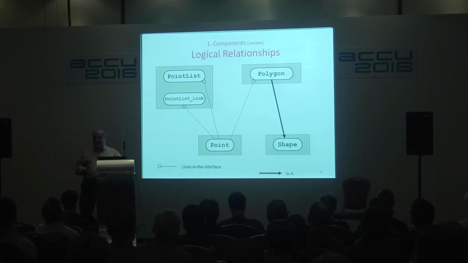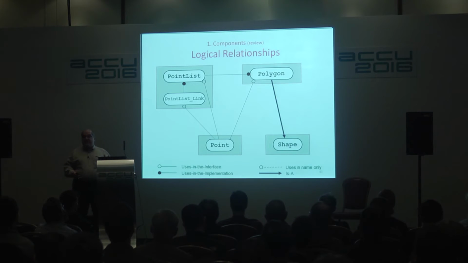So you notice here we have these logical relationships. Then we have uses in the implementation, which means it's not programmatically known that this thing is used. You can't tell, but nonetheless it is in fact used. And so here's an example where Polygon uses point list in its implementation. For example, it might have it as a data member. It doesn't matter whether it holds a pointer or whether it's embedded, it still uses in the implementation. And then it turns out also that point list will use point list link in the implementation, but that's less interesting because they're co-located. So the logical dependency or relationship doesn't affect the physical dependencies.